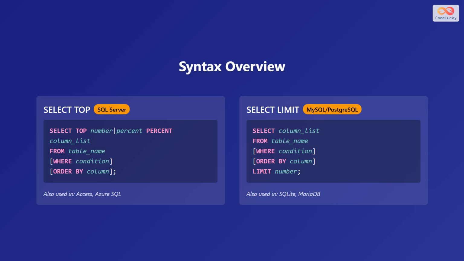In MySQL, PostgreSQL, SQLite, and MariaDB, the LIMIT clause is used. The basic syntax is as follows. SELECT column_list FROM table_name WHERE condition ORDER BY column LIMIT number.